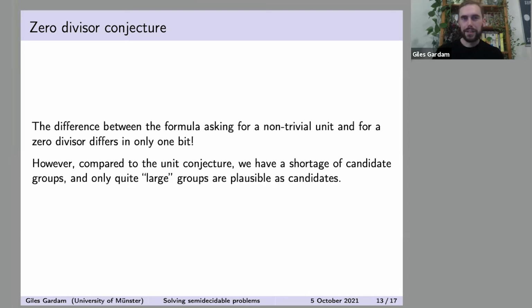So I guess there's multiple reasons. One, maybe the zero divisor conjecture is just true. We have to consider that possibility. Another important reason is that we have a real shortage of candidate groups. For the unit conjecture, there was one canonical, easiest possible candidate group to work with. For the zero divisor conjecture, there are some small cancellation approaches which give candidate groups, but these are not very amenable to actual practical computation with a computer.